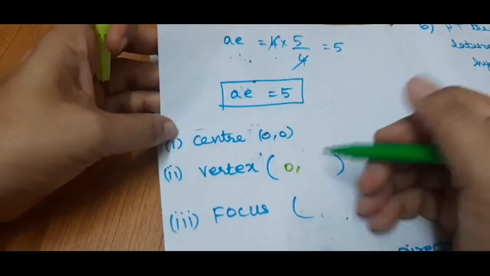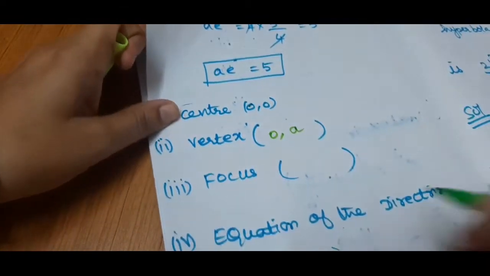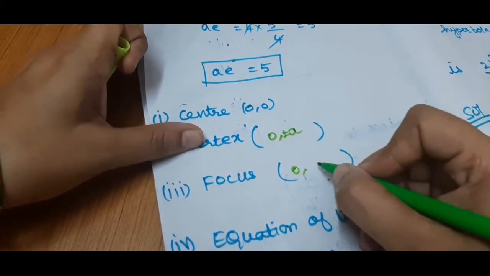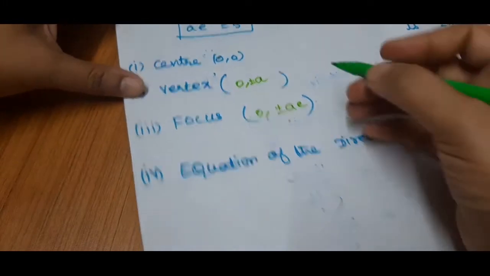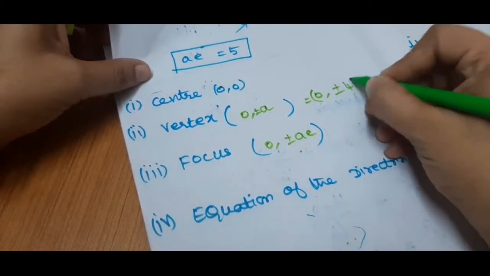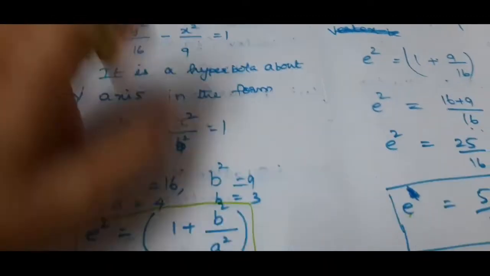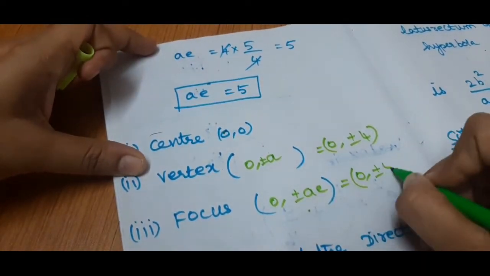The vertex will be 0, plus or minus A, and focus will be 0, plus or minus AE. That is 0, A answer is 4, that is plus or minus 4. 0, AE answer is 5, that is plus or minus 5.